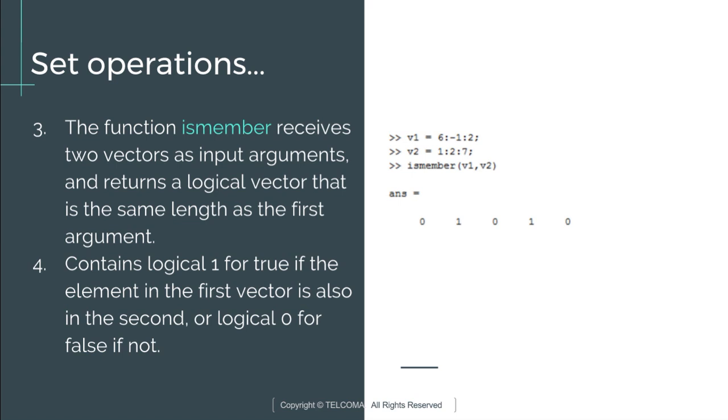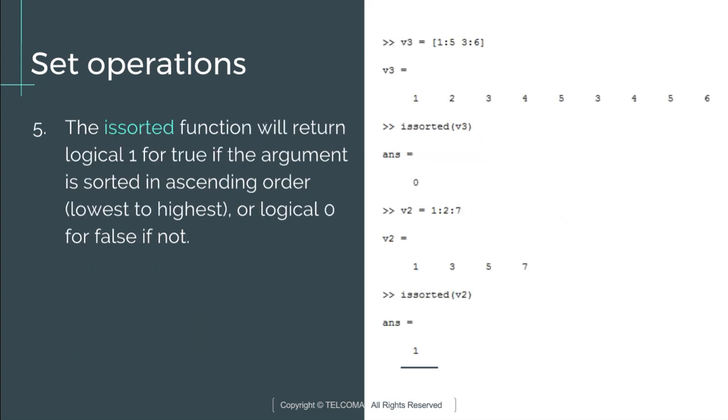Next is ismember function. So this function receives two vectors as input arguments and returns a logical vector that is the same length as the first argument. So this function contains logical 1 for true if the element in the first vector is also contained in the second, or logical 0 for false if this is not the case.